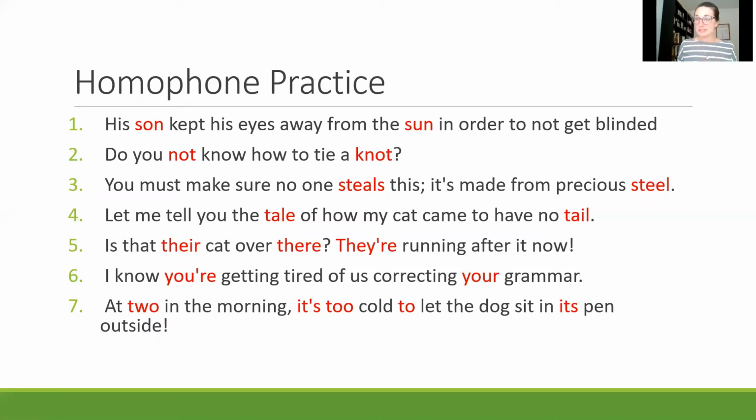Well, not, N-O-T, is like the opposite of a positive. It's a negative. You can't do it. And knot, with a K, is a knot like you tie with rope.